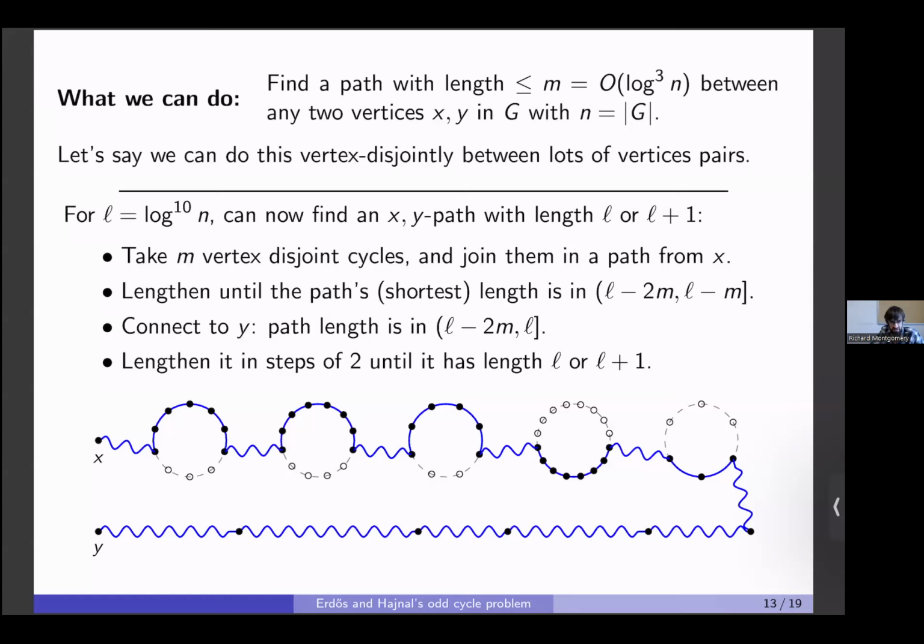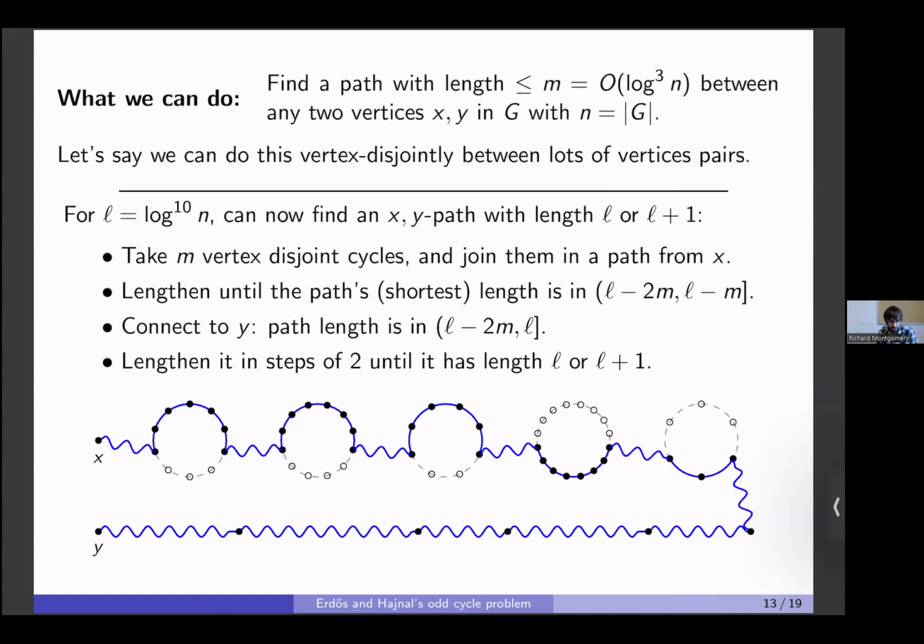But all that really mattered was that this was at least a certain length, so that we could fit in enough of these cycles within this path and still end up with something that was shorter than L. So if we can get this property where we can vertex disjointly connect lots of paths, then for lots of different values of L, we can apply this and find a path of that length.